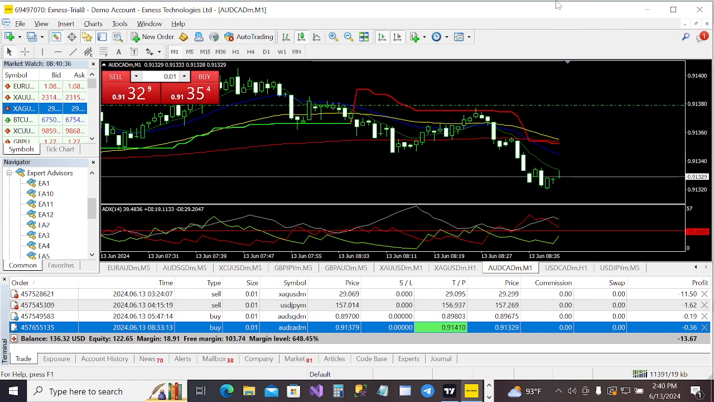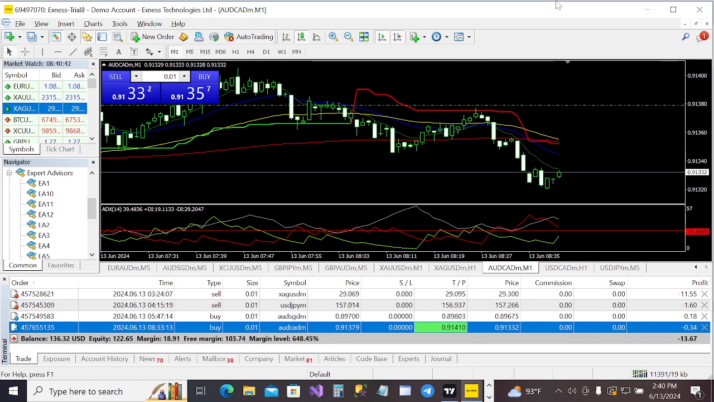Today we're diving into a crucial aspect of Forex trading, understanding the different types of Forex orders. Whether you're new to trading or looking to refine your strategies, knowing the various order types can significantly impact your trading success. So, let's get started. Let's break down the most common types of Forex orders.